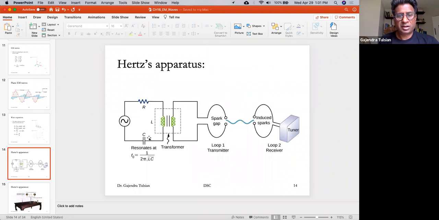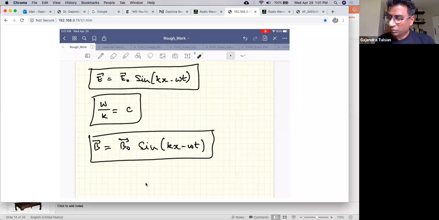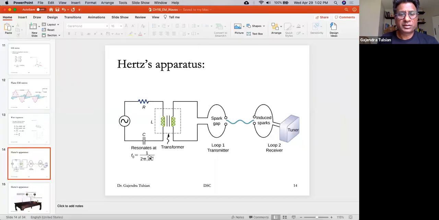This is an oscillating circuit. This is an inductor. The oscillating frequency of this circuit is given by omega equals 1 over the square root of LC. Omega is 1 over square root of LC. That's the oscillating frequency, the resonance frequency, of this circuit.